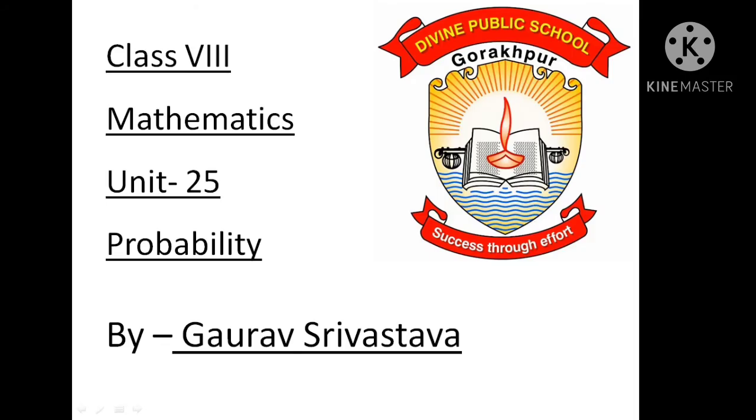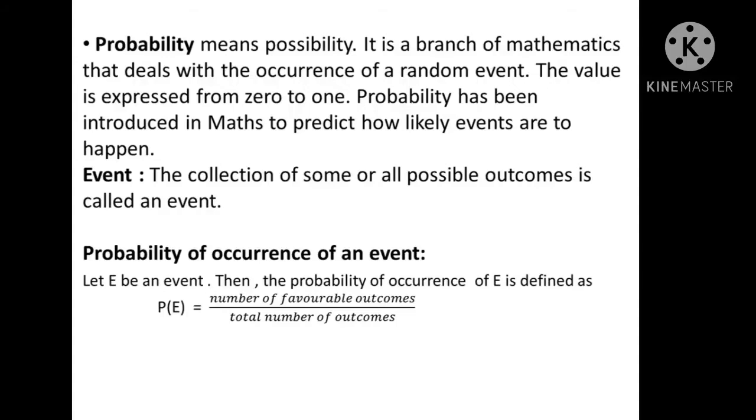Hello everyone, welcome to the online classes of mathematics. Today I am going to start unit 25, that is probability. Now let's begin. First of all, we have to know what is the probability. Probability means possibility. It is a branch of mathematics that deals with the occurrence of a random event. The value is expressed from 0 to 1. Probability has been introduced in maths to predict how likely events are to happen.